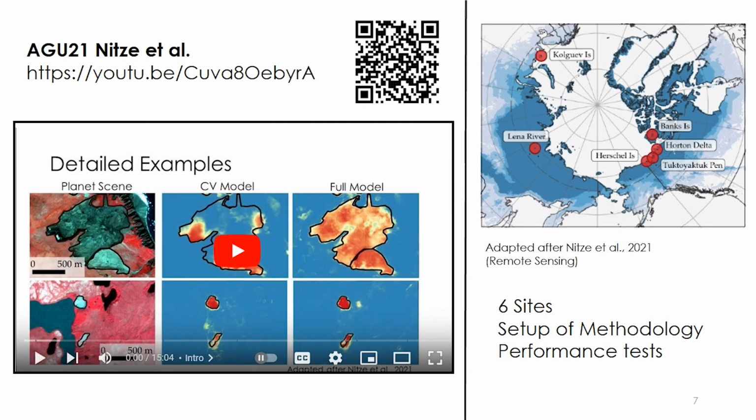Last year, we already presented our first tests of methodology. We applied deep learning on mostly Planet data, but also auxiliary data like the ArcticDEM. We tested the methodology on 6 sites and did a cross-validation to test the transferability. You can check the online presentation on YouTube. I uploaded it, so you can easily recall that if you like.